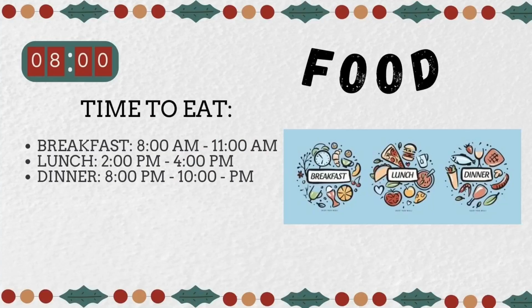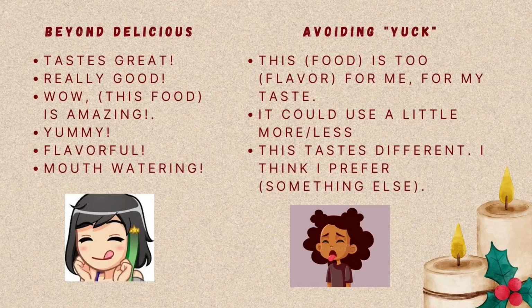Let's talk about food. The time to eat is like this. The breakfast is from 8 to 11 in the morning. The lunch is from 2 to 4 in the afternoon. And dinner is from 8 to 10 at night. We can say that the food is very delicious with the following examples.